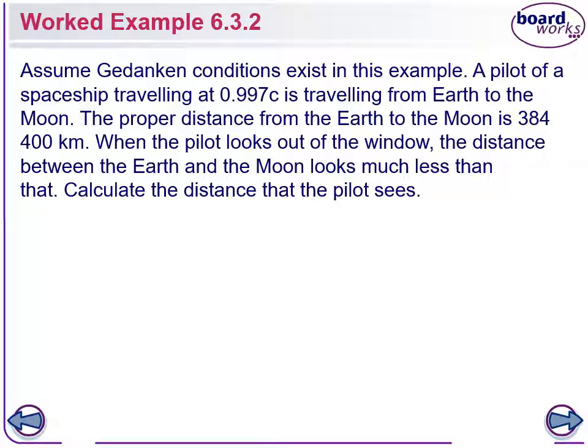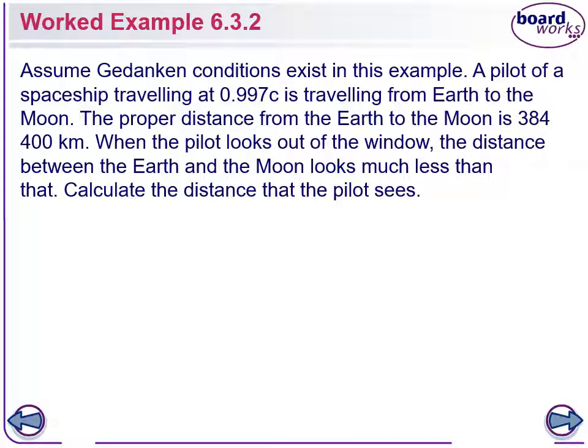Again, assume Gedanken conditions exist in this example. I told you Gedanken comes up all the time. A pilot of a spaceship traveling at 99.7% the speed of light is traveling from Earth to the Moon. The proper distance from the Earth to the Moon is 384,400 kilometers. When the pilot looks out the window, the distance between the Earth and the Moon looks much less than that. Calculate the distance the pilot sees.